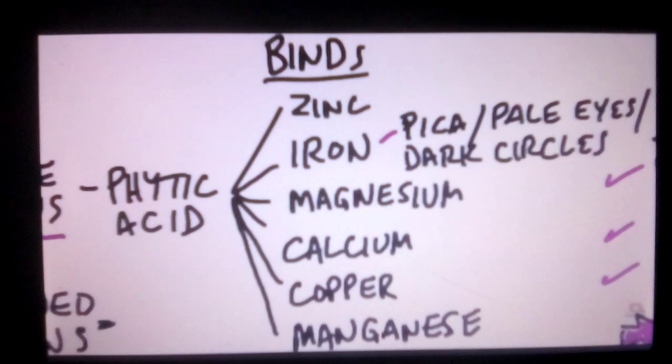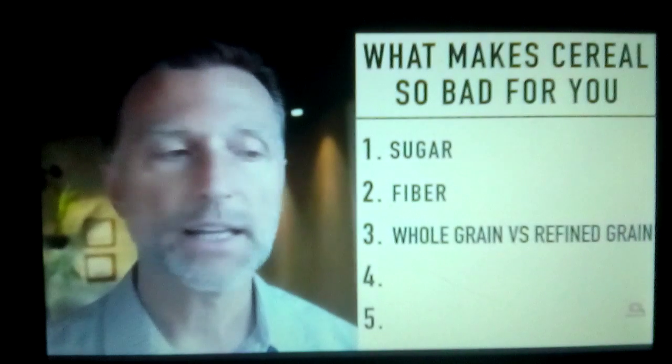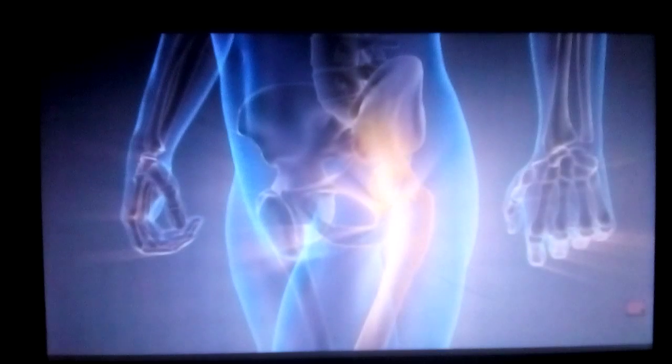Magnesium deficiencies will show up as leg cramps, fatigue, difficulty sleeping, anxiety. Calcium deficiency can show up in many different ways. It can show up as cramps as well, because it's an electrolyte. It can also show up as bone loss.